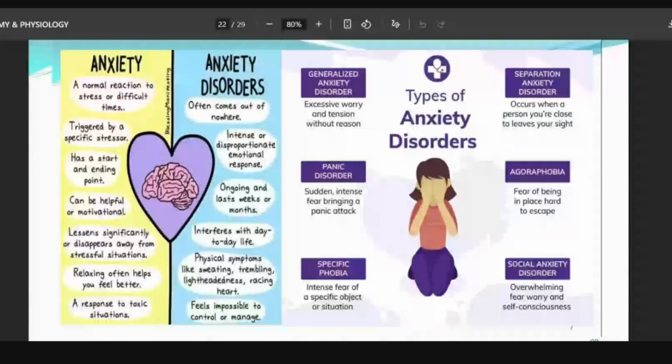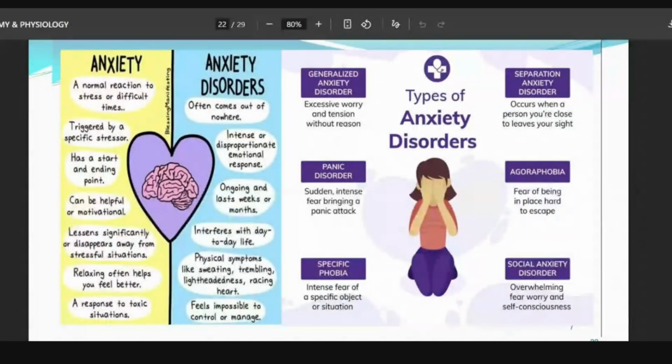If it rains, maybe somebody is not liking rain, so if it rains, that can also give them anxiety disorder. If they see a small insect, that can also give them a panic attack. So disorder means when you don't have control over the situation, when it comes from nowhere, when it lasts for weeks and months, it interferes in their day-to-day activity, and they feel a lot of trembling, sweating, lightheadedness, and they will leave food. At times they will eat extra.